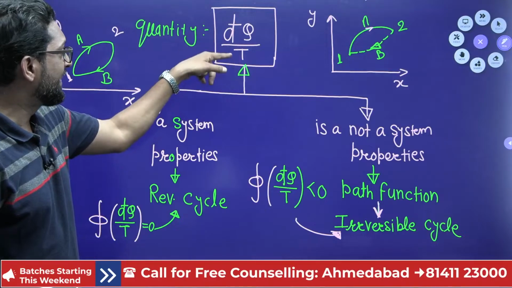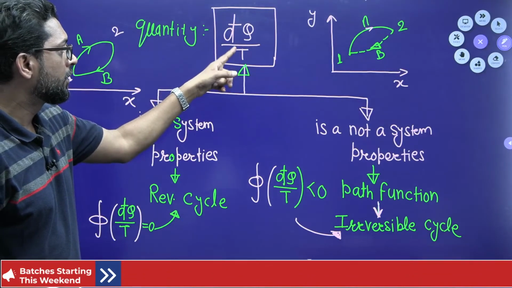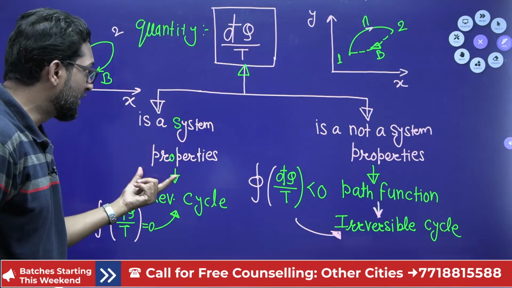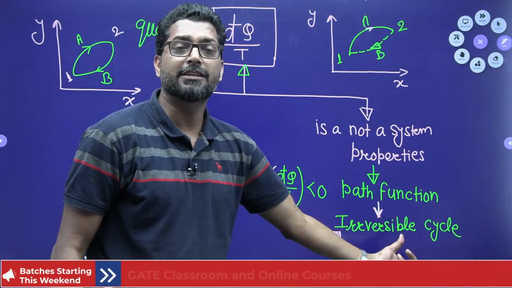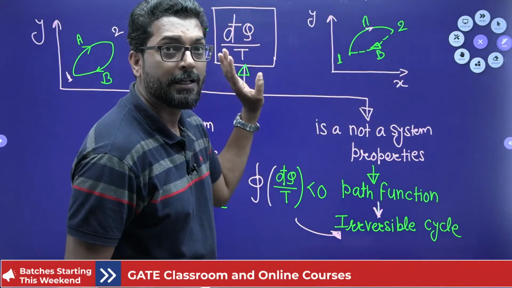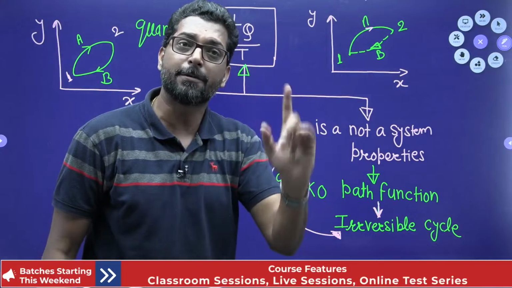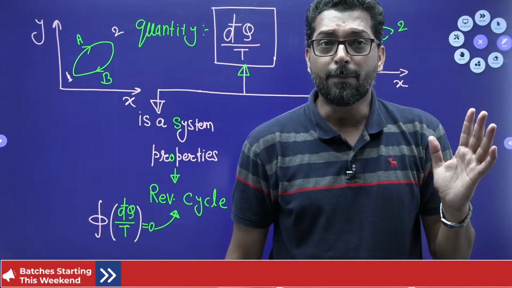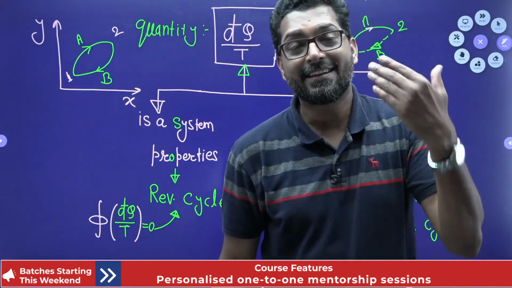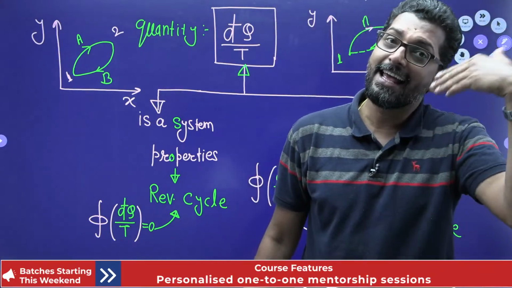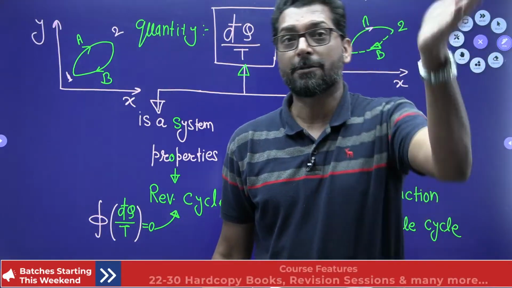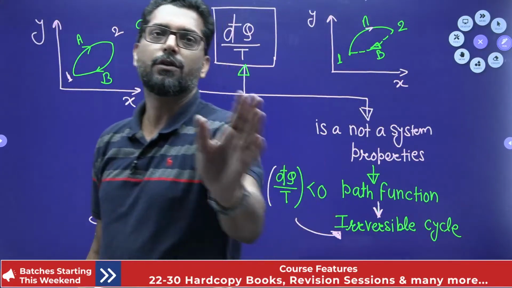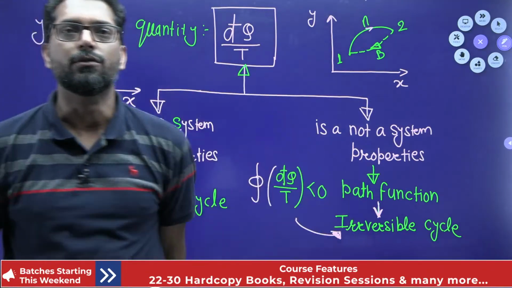Is the cyclic integration of dQ/T a property or not? It is a property when there is a reversible cycle, and not a property when there is an irreversible cycle. So we cannot simply say that this is a property. Whether it is a property during the cycle depends upon the nature of the cycle. What type of nature? Each and every irreversible cycle has a different value. But for the reversible cycle, this quantity is fixed, equal to 0. That means all the cycles have the same value.